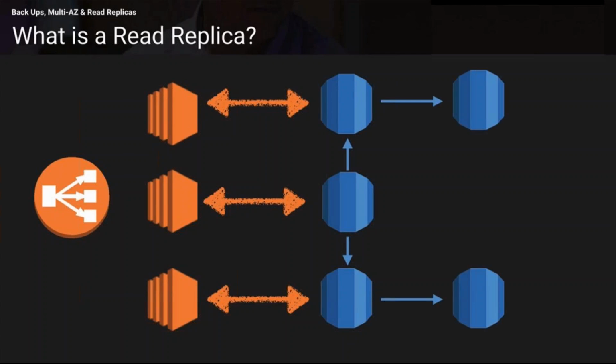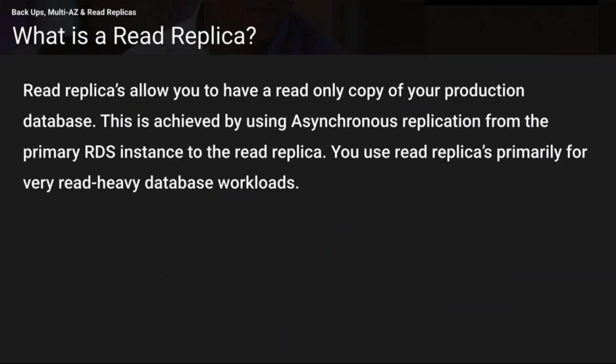I can also have a read replica of the read replica, but of course the synchronization is going to take a little while, so I'll have to watch out for the latency in that case. So what can we do with the read replica? It allows you to have a read-only copy of your production database, and this is achieved by using asynchronous replication from the primary RDS instance to the read replica. You can use read replicas primarily for very read-heavy database workloads.